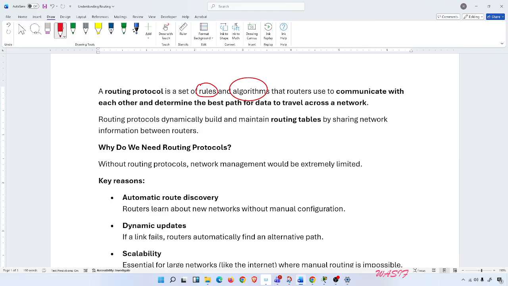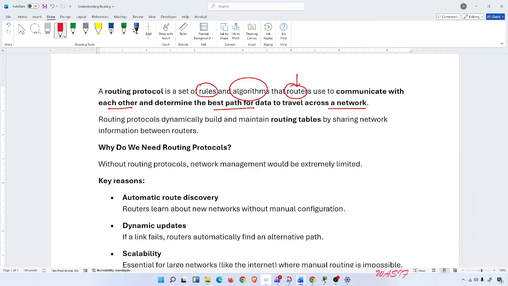Now, a few things from here. The first thing, it is used by routers. Communicating between whom? Communicating between each other. That means it is talking about communication from router to router. And through that communication, they select the best path for data to travel across a network. Now look at here very carefully. You will need routers and they will try to determine the best path.